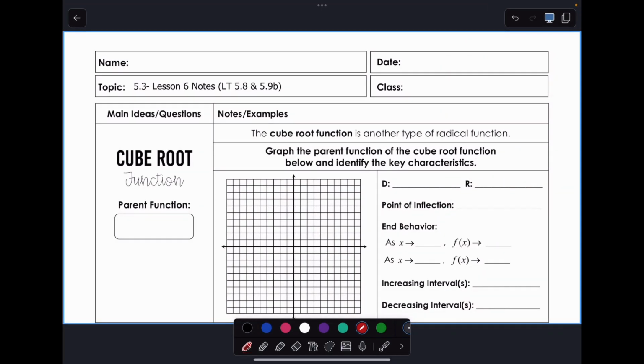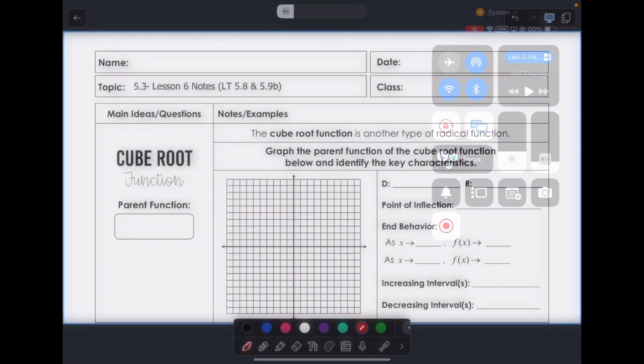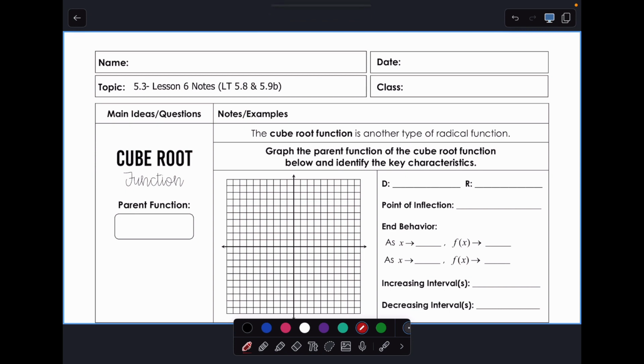Okay. All right, here we go. Cube root function. You ready? Cube root. Do you guys want a quick break before we go into cube root? Okay, quick 5-minute break. All right, let's get started. Here we go.